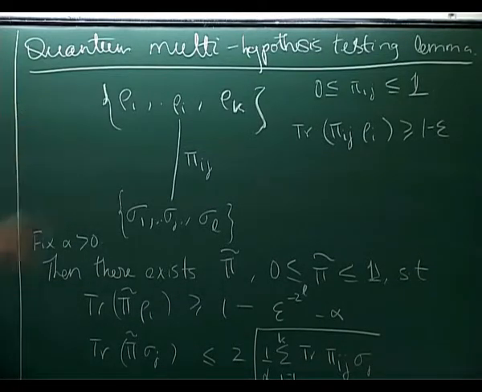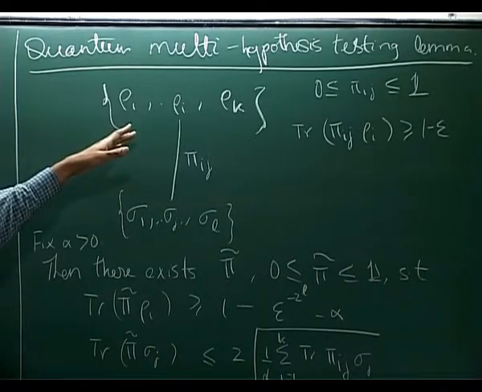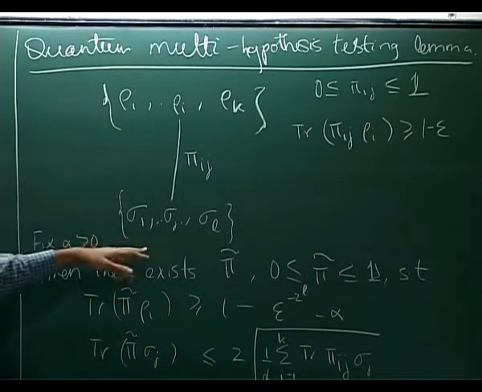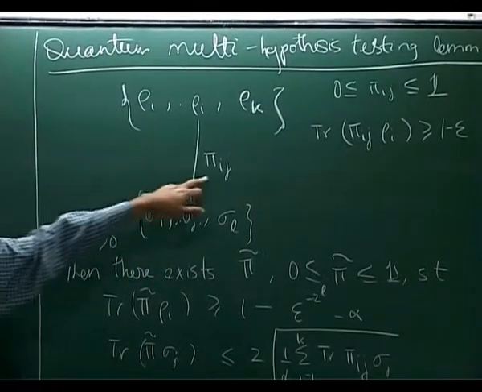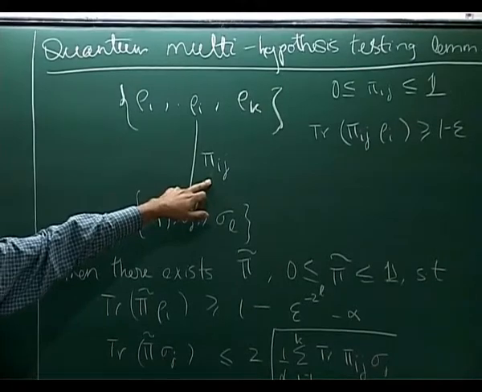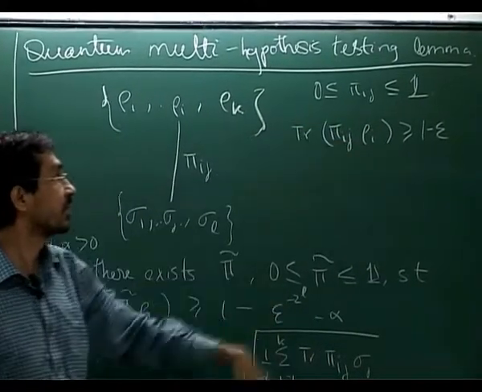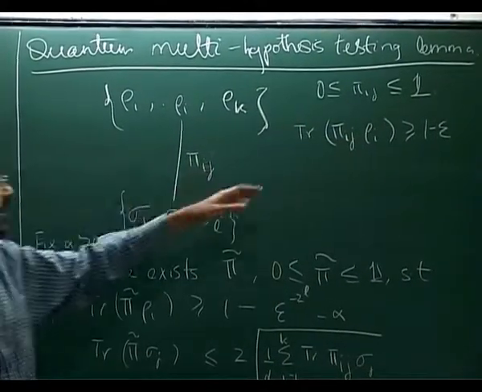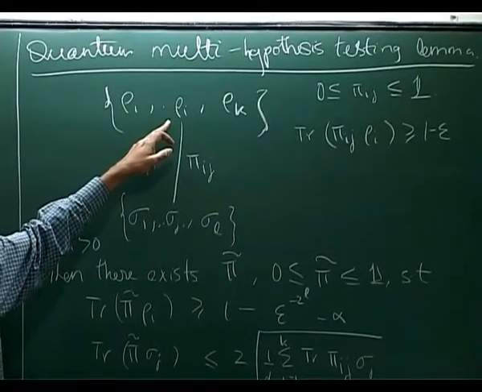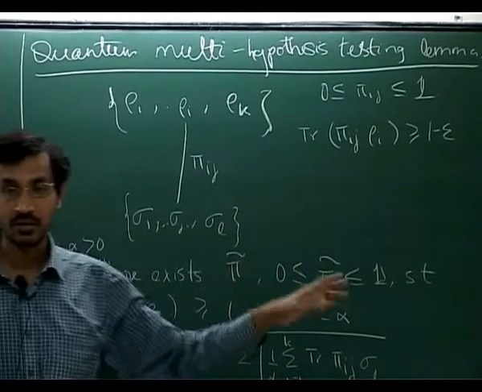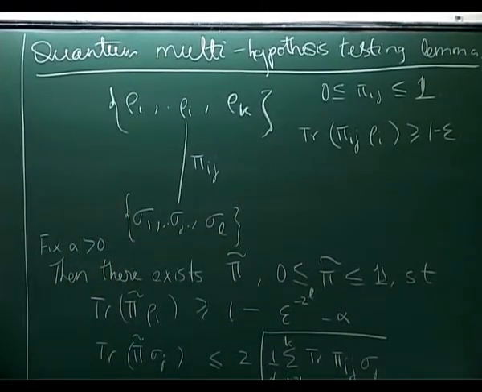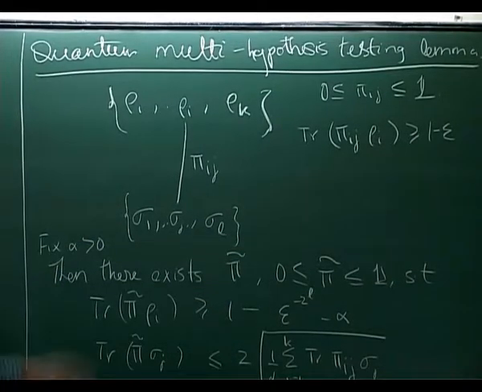This is the quantum multi-hypothesis testing lemma. Recall we have a set of rhos, call them positive instances if you want, and a set of sigmas, call them negative instances. Between every pair rho_i and sigma_j, there's a distinguishing test pi_ij, a POVM element, which is a matrix between 0 and 1. The test does very well on rho, accepting with probability 1 minus epsilon, and it does something on sigma. The intuition is it does very badly on sigma, accepting it with very low probability, but we don't even have to quantify that.